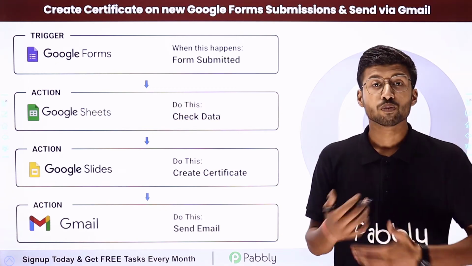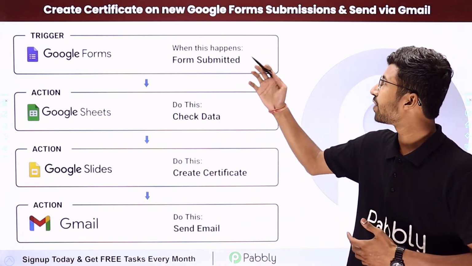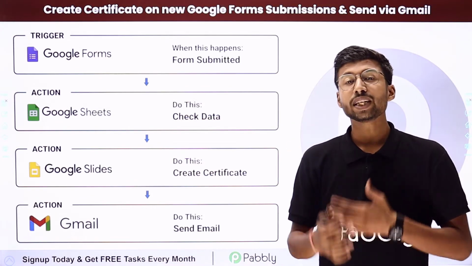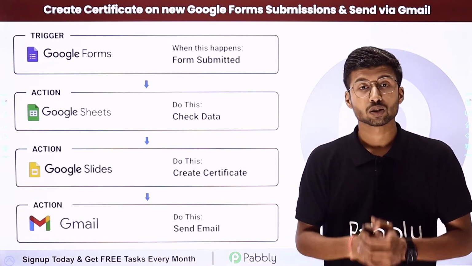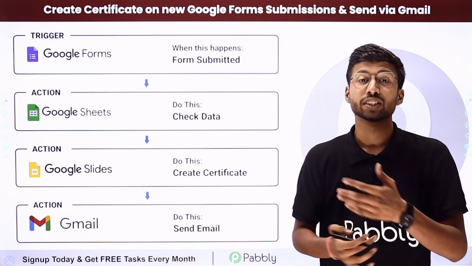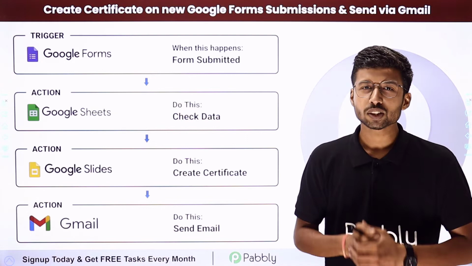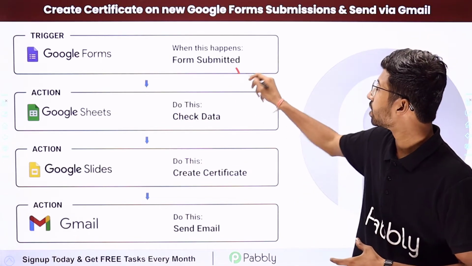So in this video, we will learn how to create certificates on Google Form submission and send them via Gmail. We can basically automate the complete process of getting the Google Form submission, creating a certificate on it, and sending those certificates by email. The trigger of this automation will be form submission in Google Form.